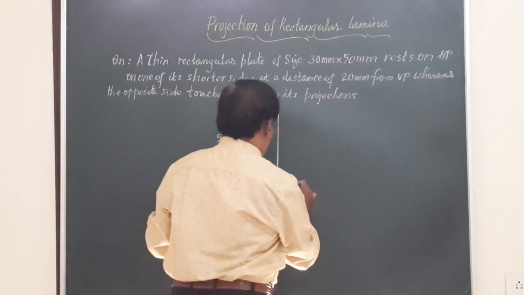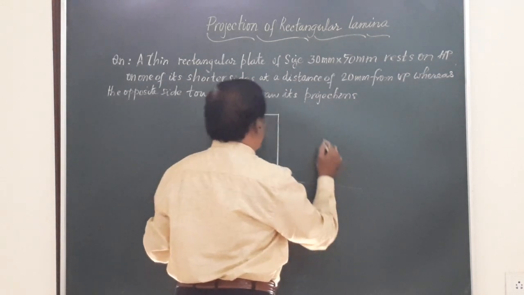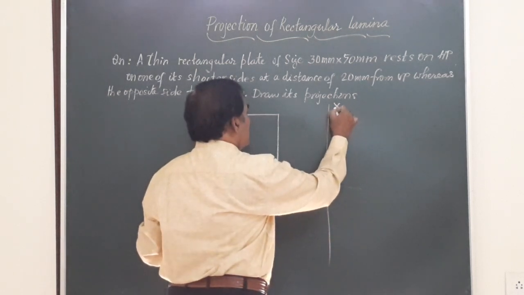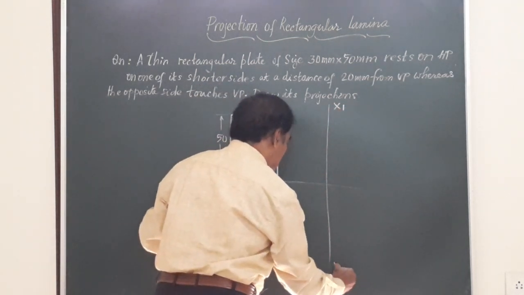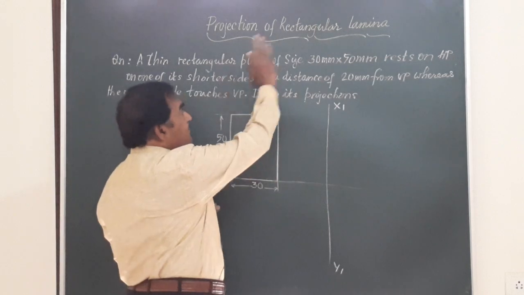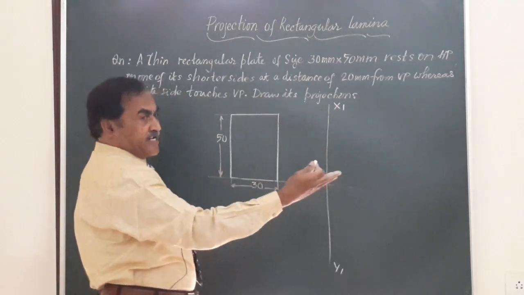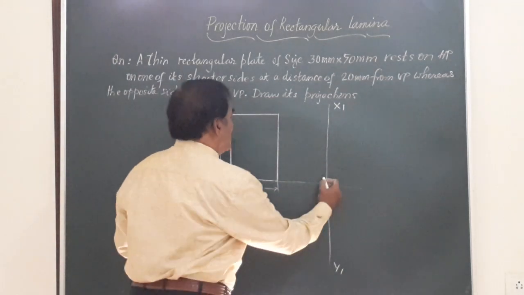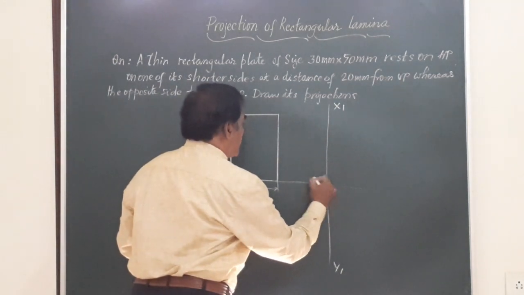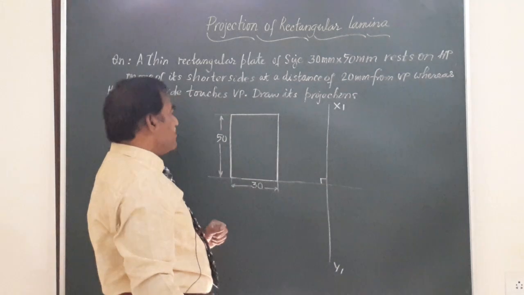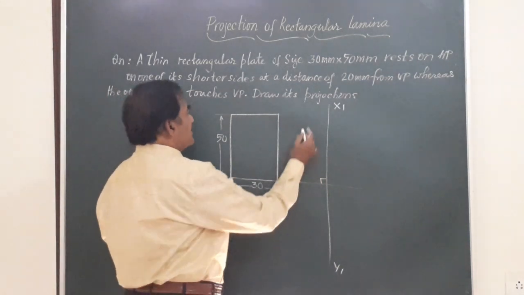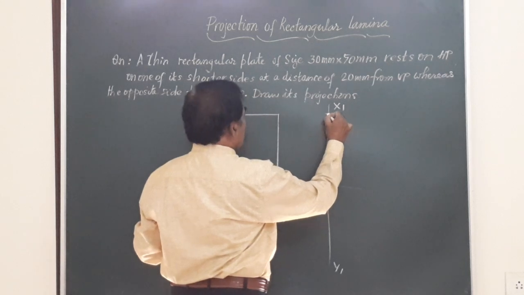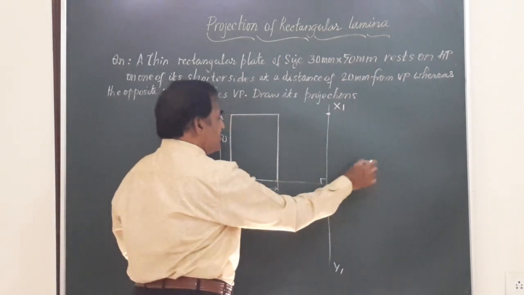For this I am going to get in the end view a line on x1 y1. This x1 y1 is the line of intersection of the wall VP and the right side wall, the right profile plane, and this is x1 y1. Friends, remember this is perpendicular to xy, that is, x1 y1 is perpendicular to this, and this is the end view you have.